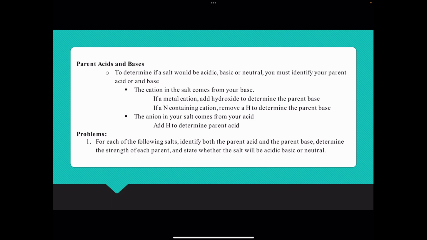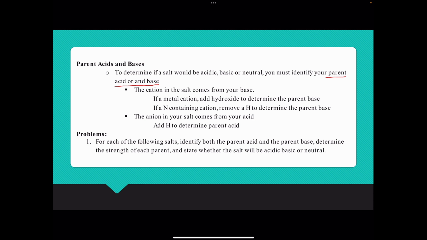So we want to be able to look at salts and determine, are they likely to be acidic, basic, or neutral? And to determine that, we need to identify what we're going to call the parent acid or base. And that's going to be the acid and base that had to combine in order to form that salt. So what acid and base did we react in our neutralization reaction?